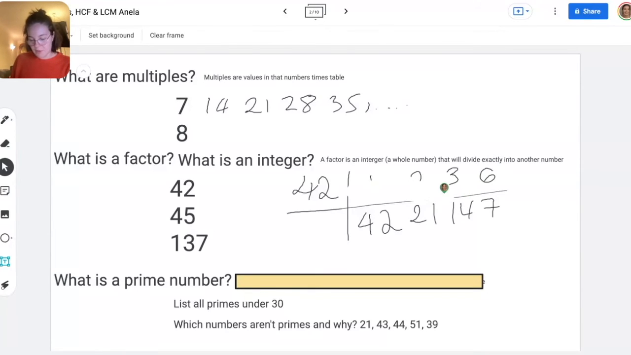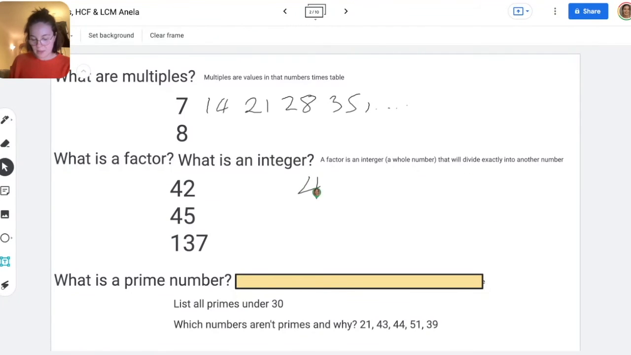So we can do the same for 45. We put 45 in this table here. The first thing we always want to do is start with 1. So what do we multiply 1 by to get 45? 1 and 45. Then what's next?